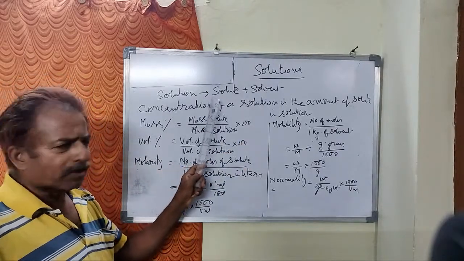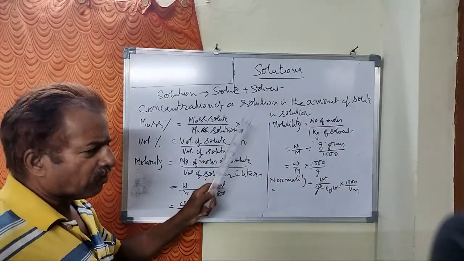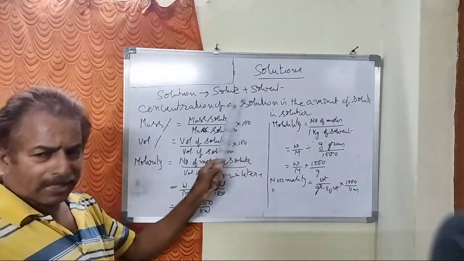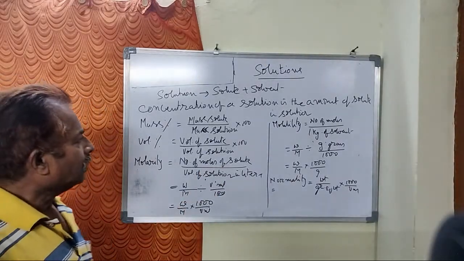Solution is nothing but a mixture of two components. One is solute and another one is solvent. This is a binary solution. A solution with two components is called a binary solution.